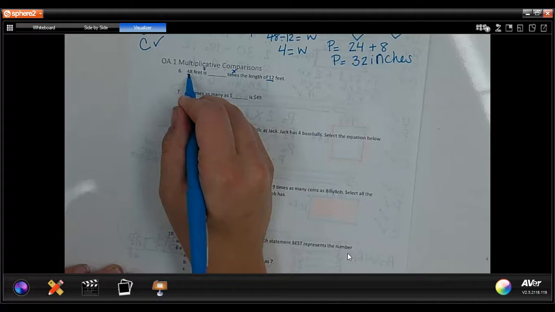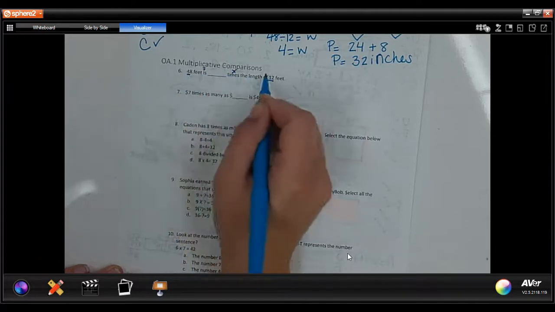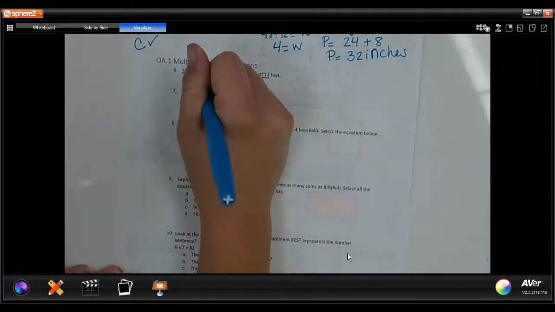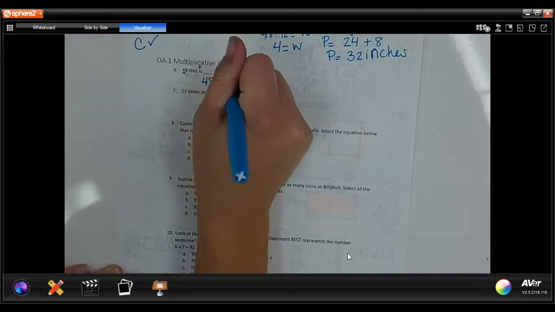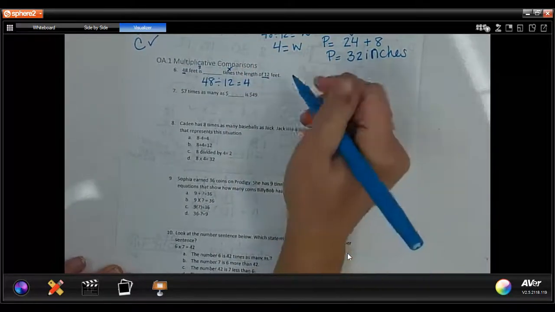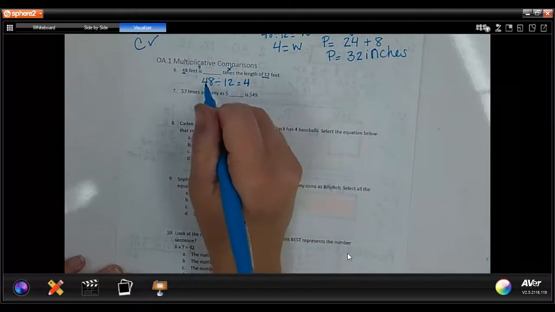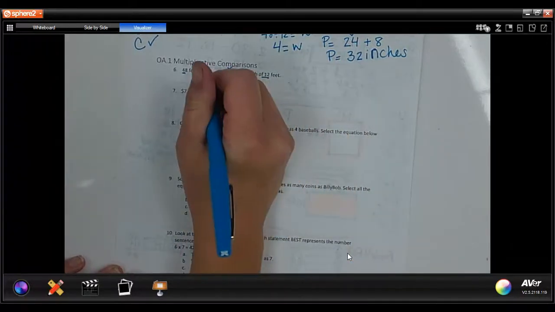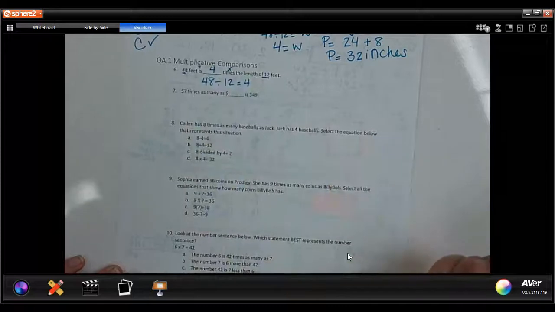So I have to say to myself, 48 is what times 12 is giving me 48, or 48 divided by 12 is equal to what? 48 divided by 12 equals 4. If you did not know that, you could add up 12 until you get to 48. So my answer for that one is 4.